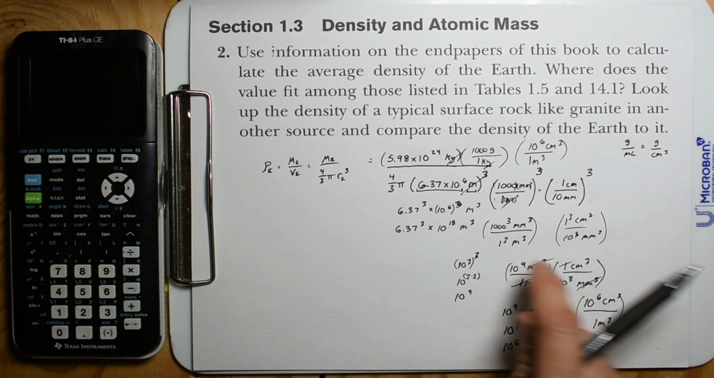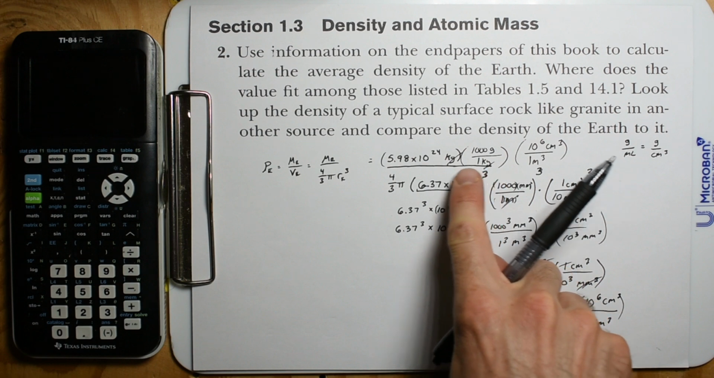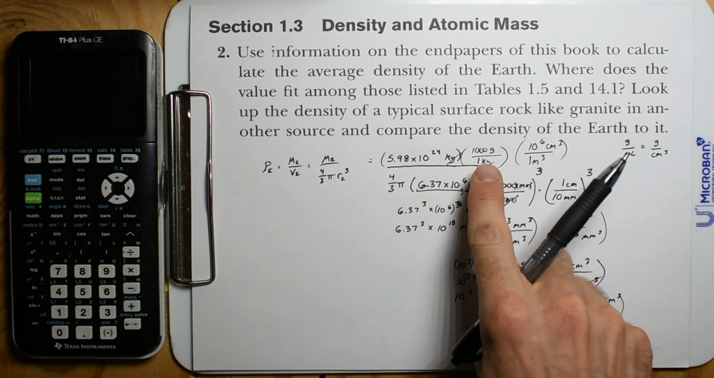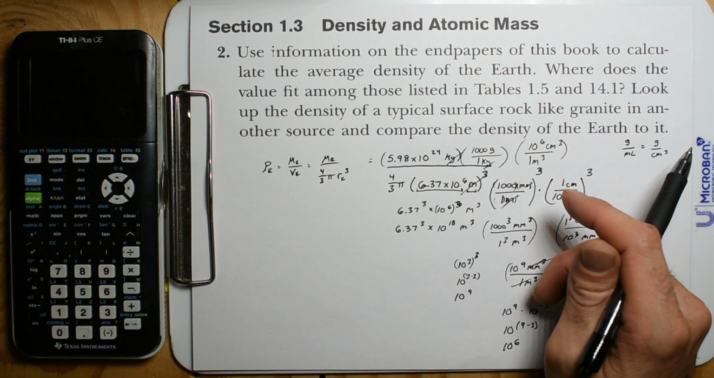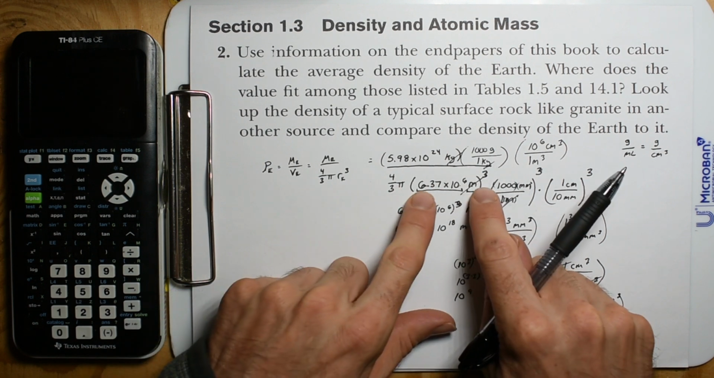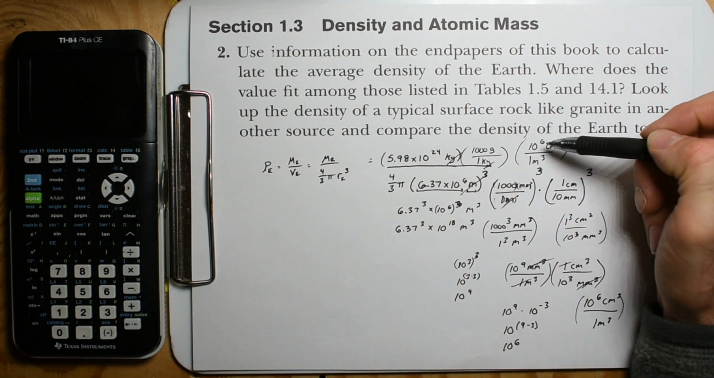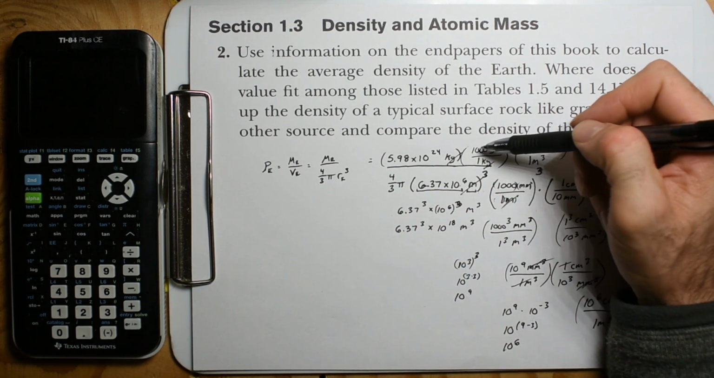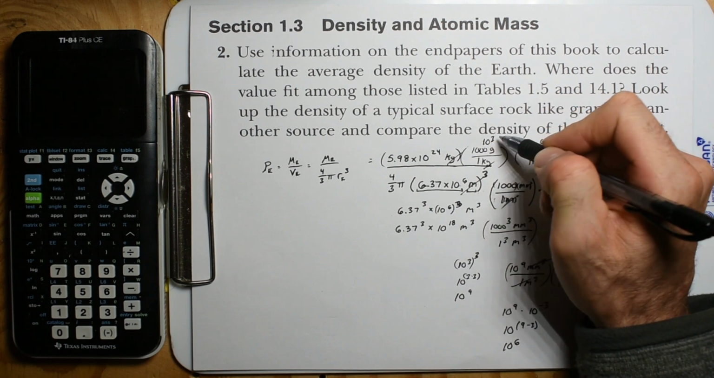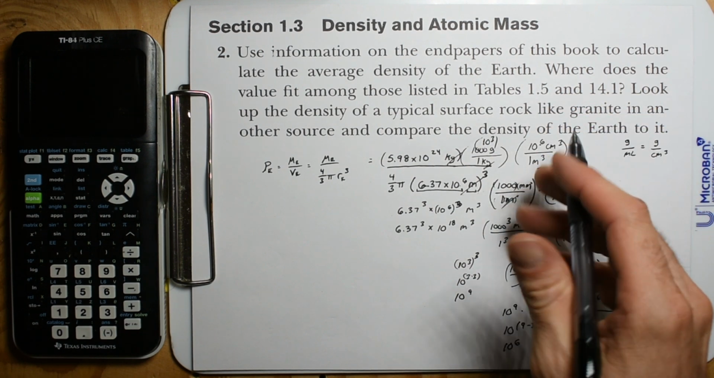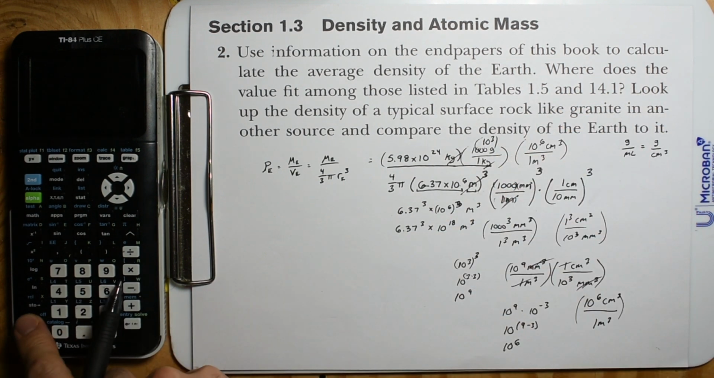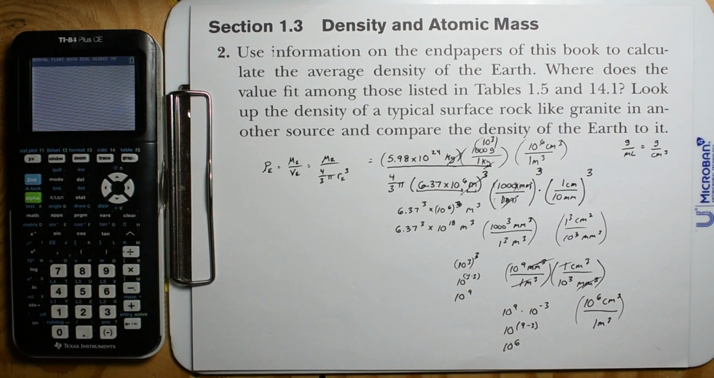So all in all, after we cube the radius, we have to multiply by 10 to the 6, and then multiply by 10 to the 3. So essentially, we'll have to multiply by 10 to the 9. So let's go ahead and do that.